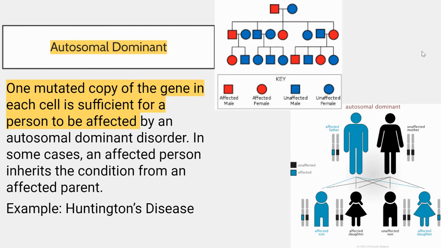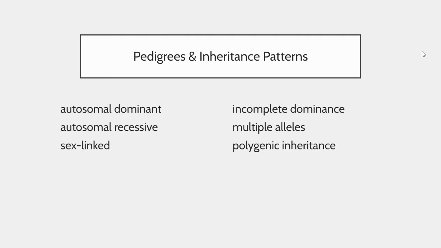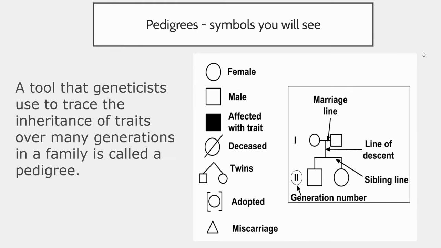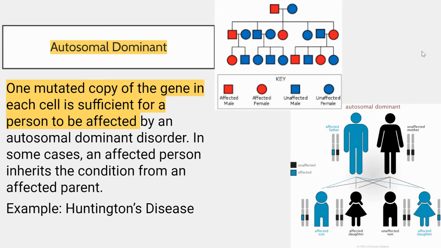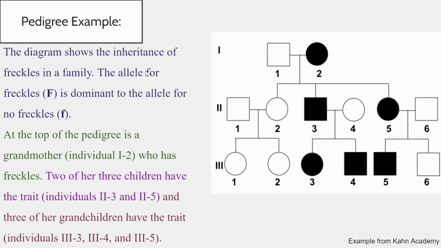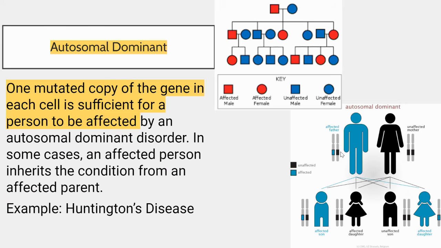Next, let's talk about these different traits and how they get inherited. There's different types of patterns of how genes get inherited from one generation to the next. So one pattern is called autosomal dominant, and you just saw that in the freckles example. Freckles was dominant to no freckles, and you can see in this pedigree, there was at least one person with freckles in every single generation.